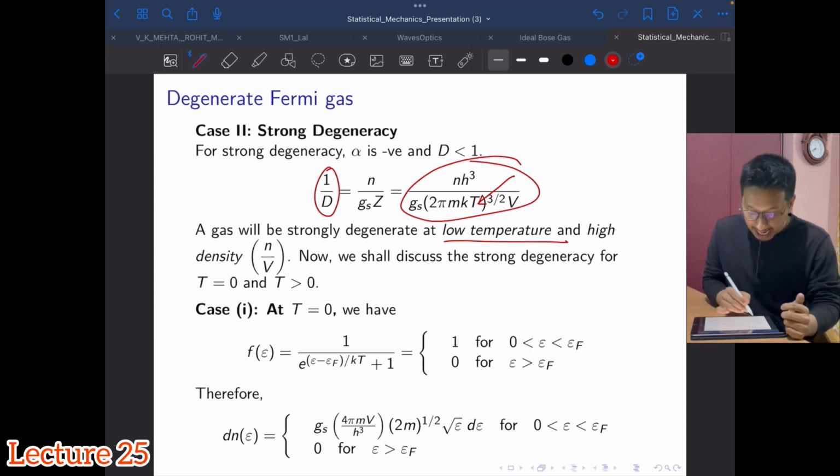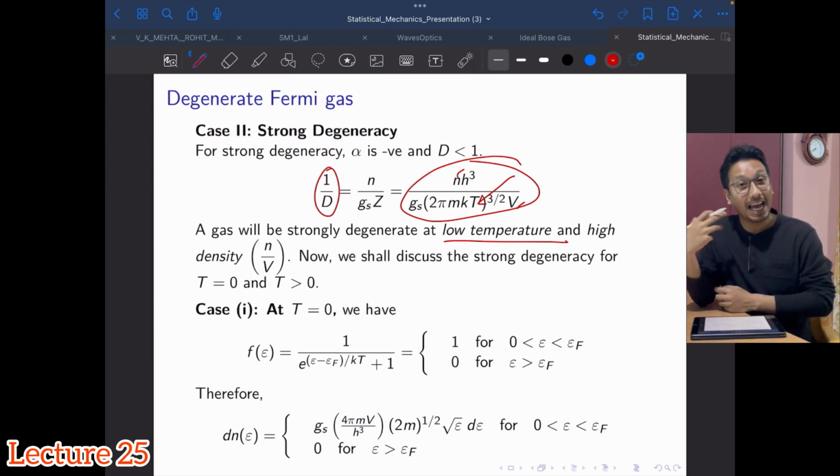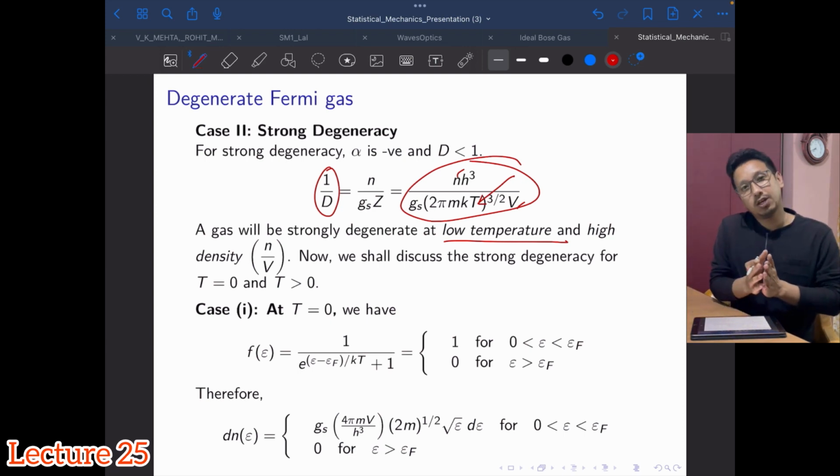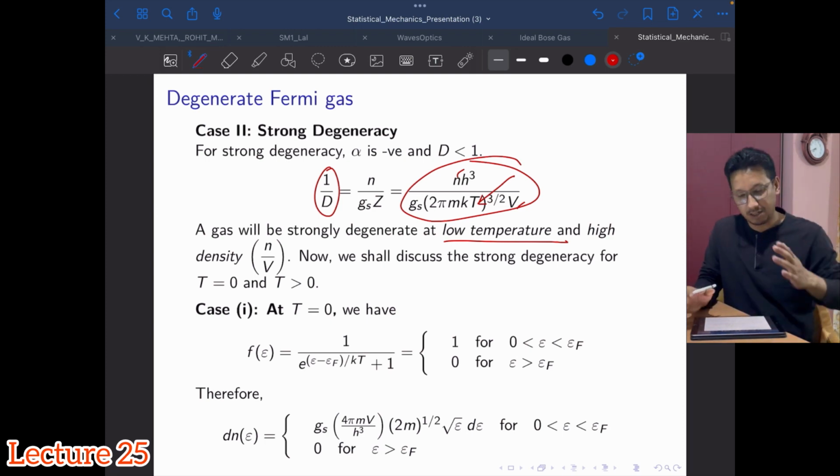Or in the other case, high density N by V is there. So this is N, this is V. So for low temperature and high density of fermions, you will get higher degeneracy. That's the learning point from here. Okay, so now since we have seen this, we have discussed the Fermi energy in the case of fermions.